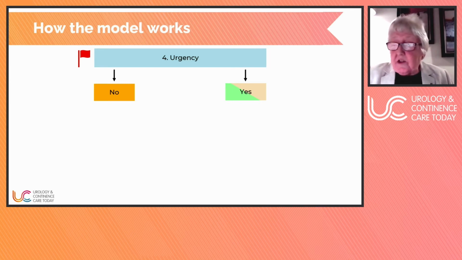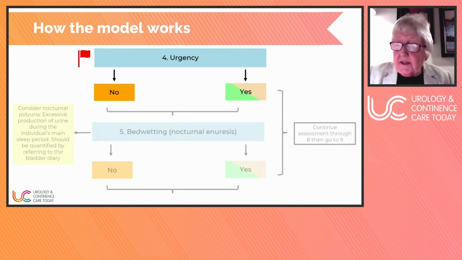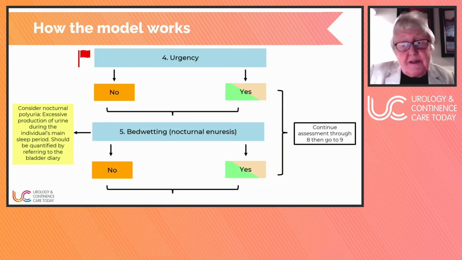Nocturnal enuresis is the complaint of involuntary voiding that occurs during the main sleep period. Urgency and or bedwetting would not usually be a symptom of stress incontinence. Therefore, no responses fall into the orange boxes.